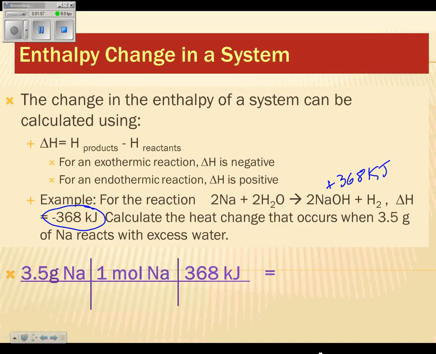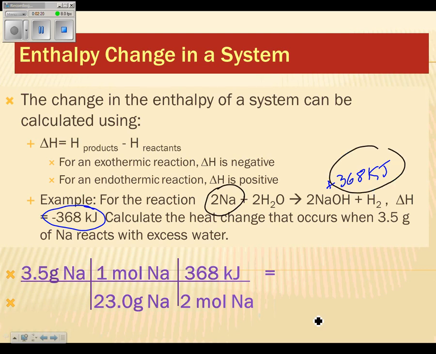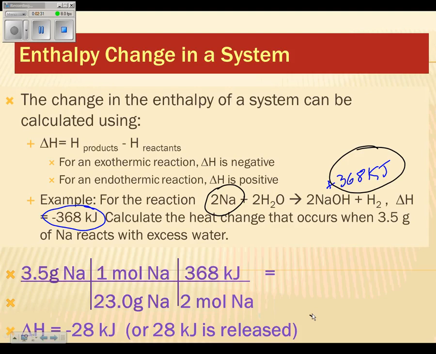And so if you're given that it has 3.5 grams of sodium reacting with excess water, you could just do a little dimensional analysis problem here and change your grams to moles and then do a mole-to-mole ratio treating that 368 kilojoules as a product. And so for every 2 moles of sodium on the reactant side, you have 368 kilojoules of energy that is given off. And so you calculate and you solve, and you should get 28 kilojoules.